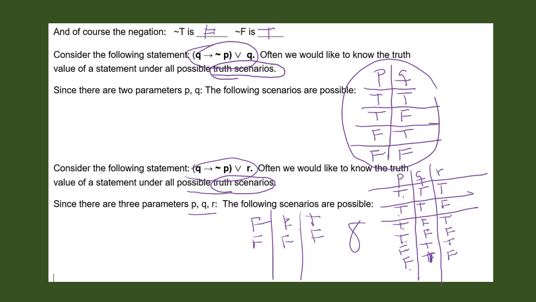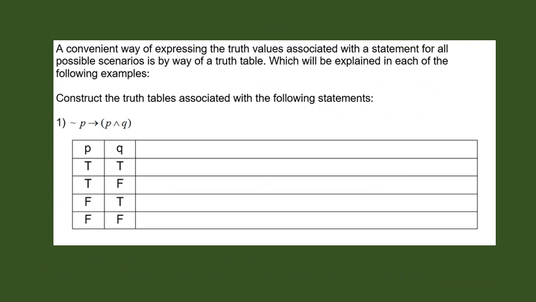Well, think about what we were doing with the snapshot on determining whether or not a statement was true under a particular scenario. All the various steps we went through. Well, we'd have to do that 8 times. Well, there's I guess a better way, and that's what we mean by a truth table, which we're going to get going on next. A convenient way of expressing the truth values associated with a statement for all possible scenarios is by way of a truth table. This is going to be explained in the following examples.